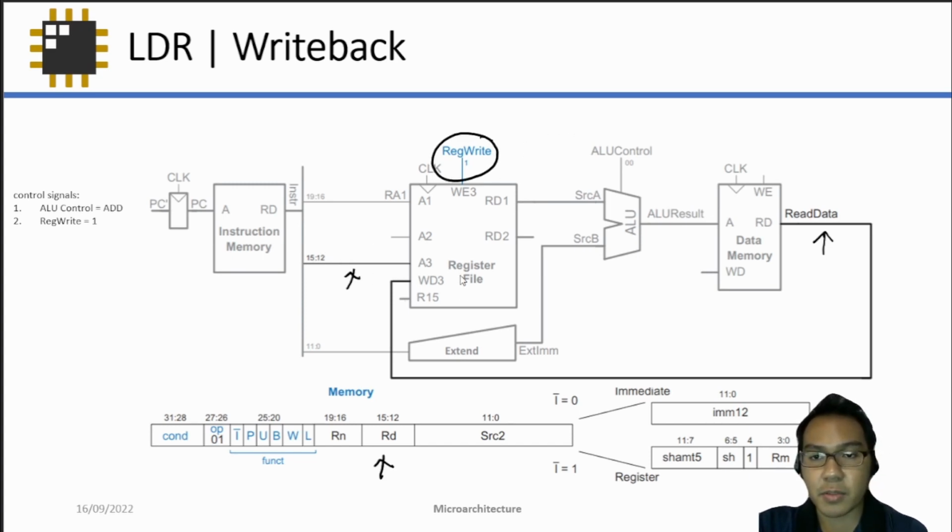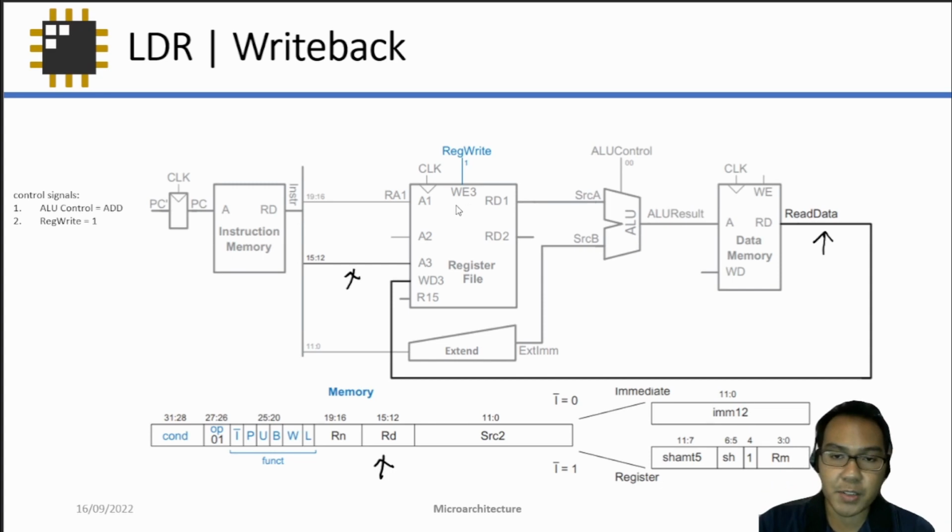And of course, we have to make sure that reg_write is 1 while we're doing this, because if reg_write is 0, then write enable 3 is 0, which means nothing will be written to the register file. Since we're loading something from memory to the register file, which is why it's load register, we want this to be 1. We want write enabled for the register file.